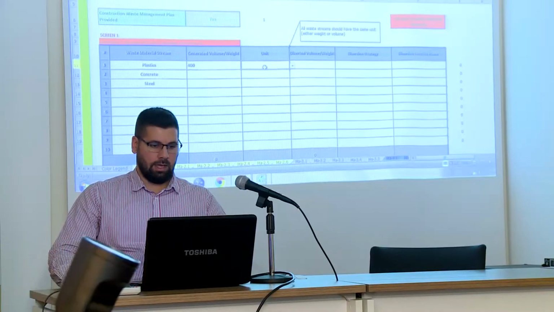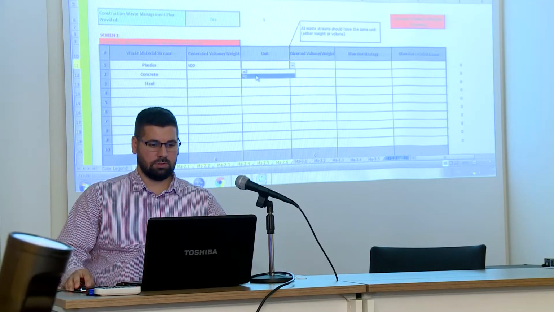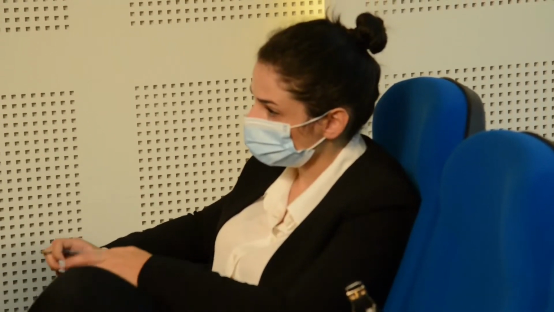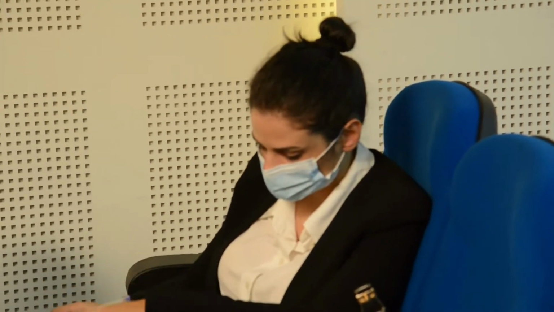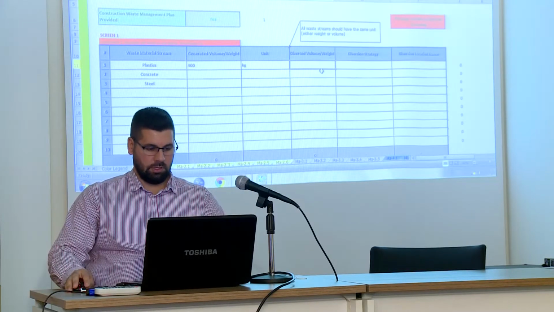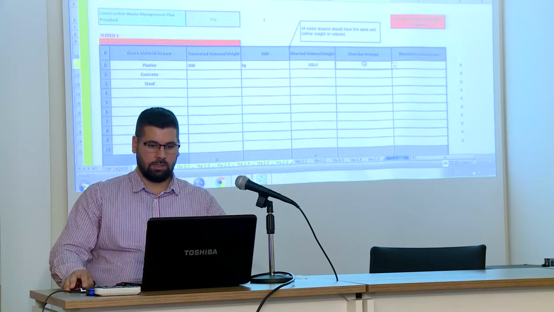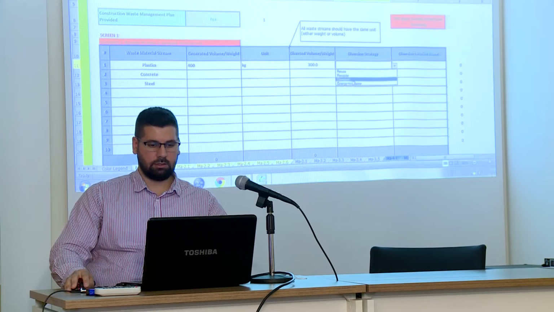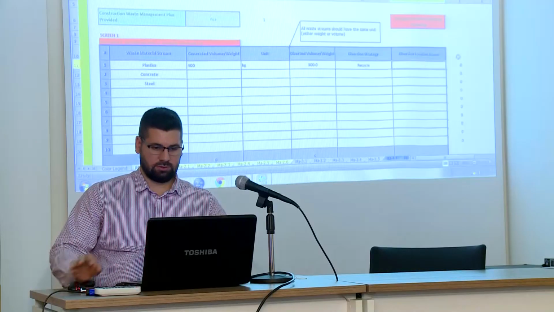So let's say plastics, we have generated 400. And the units have to be consistent throughout. If we start with cubic meters, we have to continue with cubic meters. Let's say here we use kilograms, 400 kilograms. The diverted volume is 300 out of the 400. For the strategy, we have multiple options: either reuse, recycle, compost, or waste to energy. Say recycle.